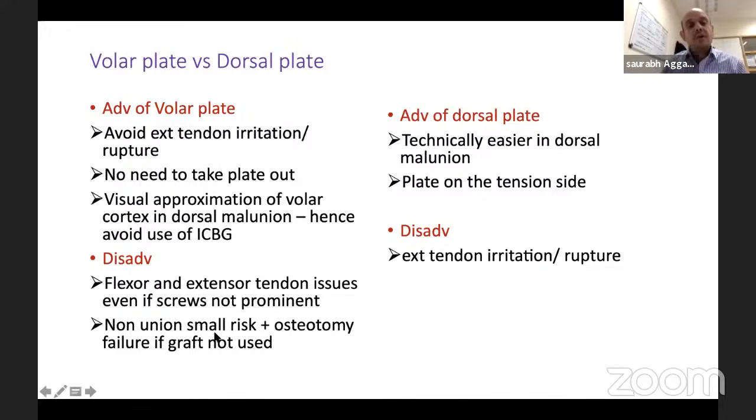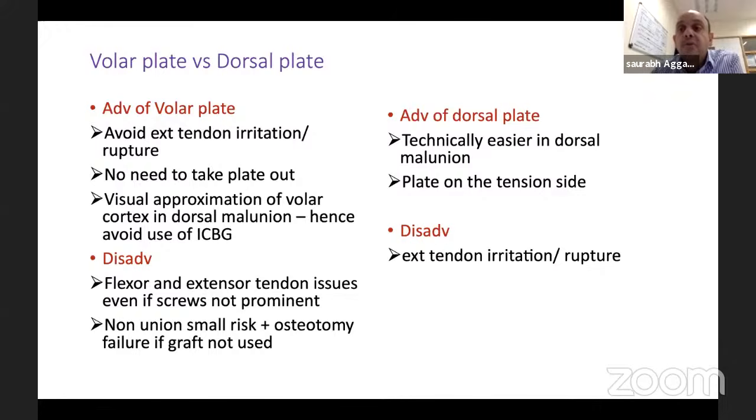Then of course, if you're not putting a graft, there's a small chance of delayed union or a non-union. Then a dorsal plate. I think the advantage is very evident. Problem is dorsal malunion. Go dorsally, correct. It's easy to correct the malunion. And you're putting the plate on the tension side, which is the side you should be putting it. Disadvantage, very clear, very evident, is the extensor tendons. Current evidence is 1 in 5 plates need to come out.